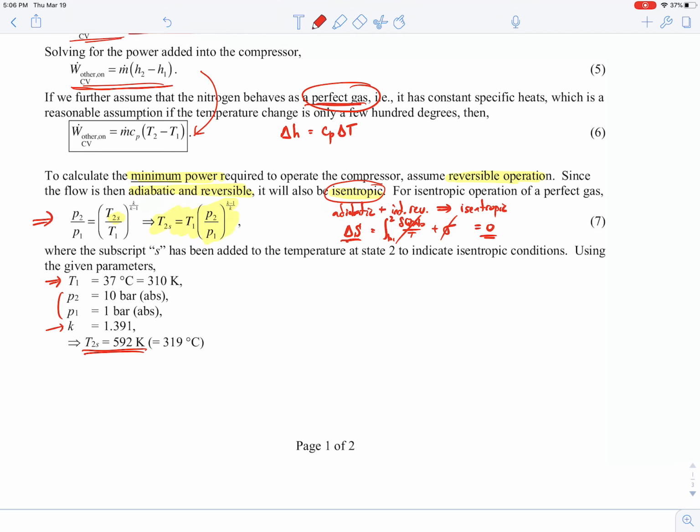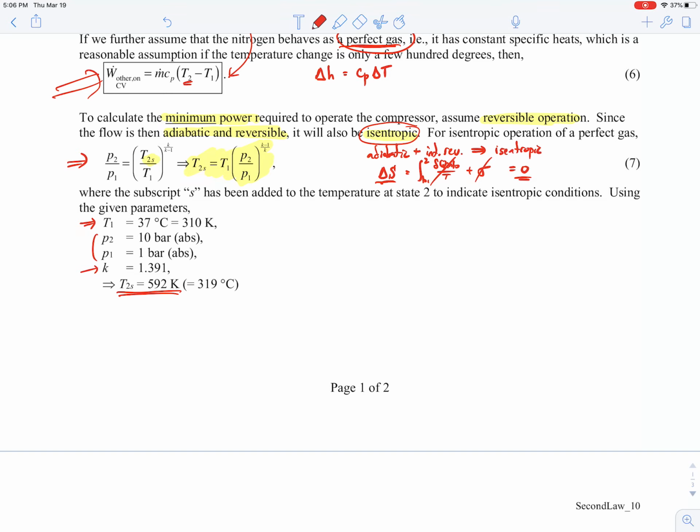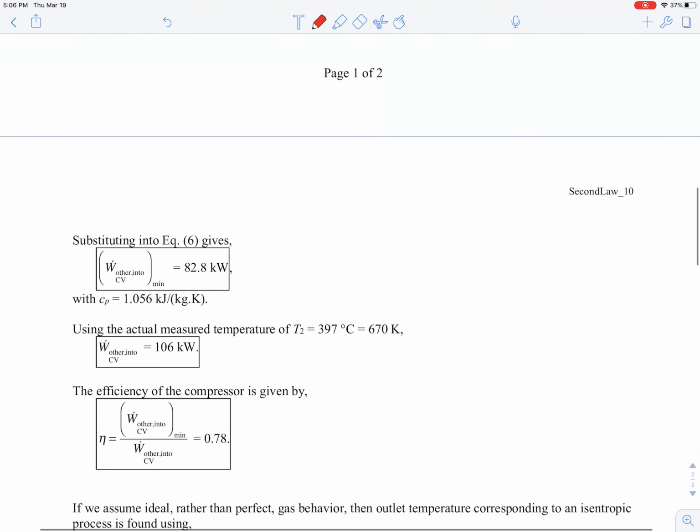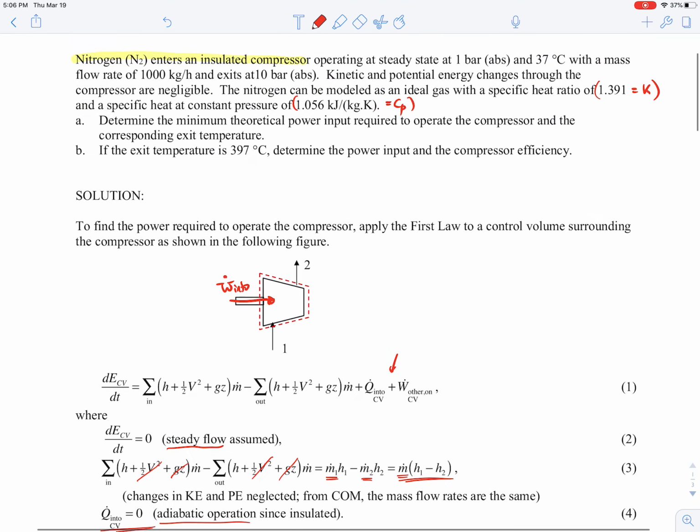And then we can go ahead and substitute that temperature back into our equation for the work. This is equation 6. So now we know the outlet temperature. We can go ahead and plug in our values to find the minimum power. So it comes out to be 82.8 kilowatts for this particular case. So that's part A: determine the minimum theoretical power, we just did that, and the corresponding exit temperature, which we just did.